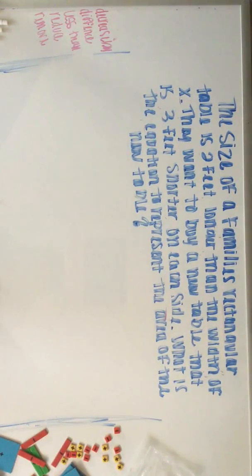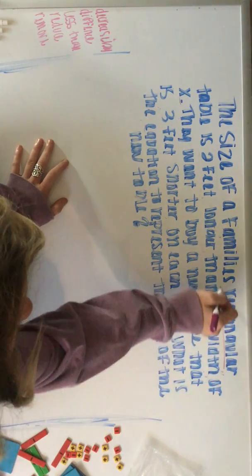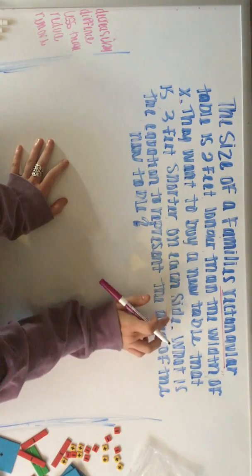They want to buy a new table that is 3 feet shorter on each side. What is the equation to represent the area of the new table? So let's start by underlining some keywords. We have that the table is rectangular, so we are finding the area of a rectangle, right?